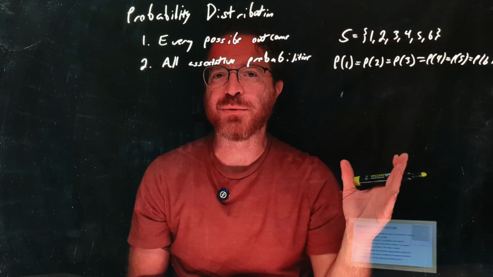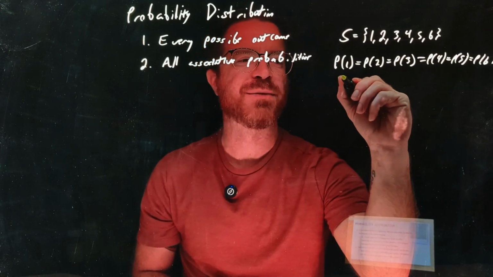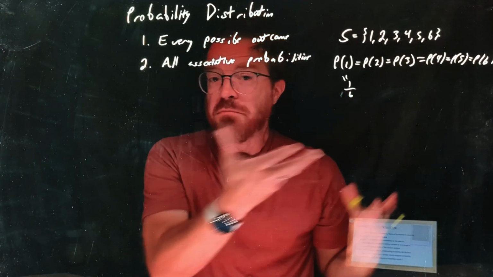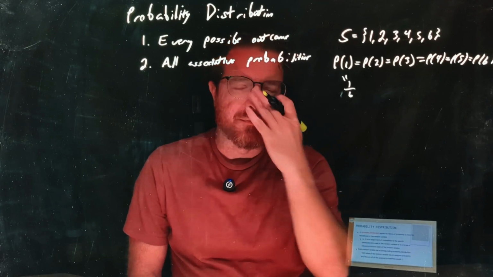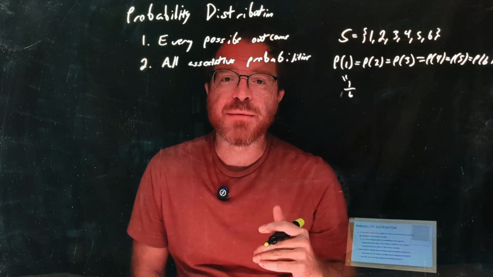And you may have noticed I put them equal to each other. This is because if I had a fair die, then I know that the probability of each of these would just be equal to 1 over 6. So in this case, I actually have a probability distribution. I know all of the different outcomes, and I know every probability associated with those outcomes.